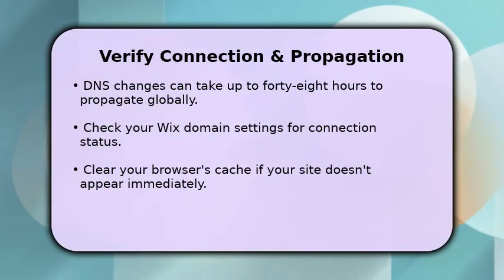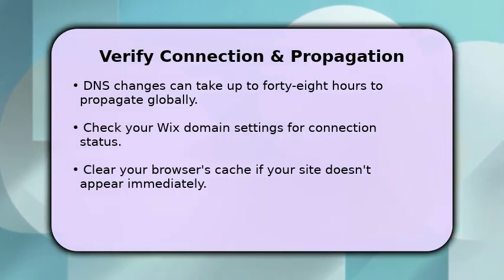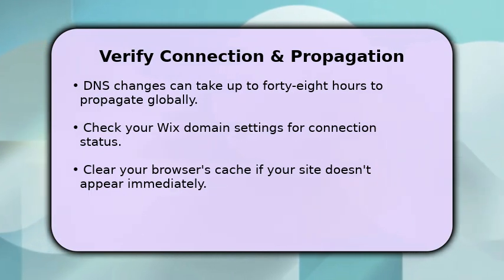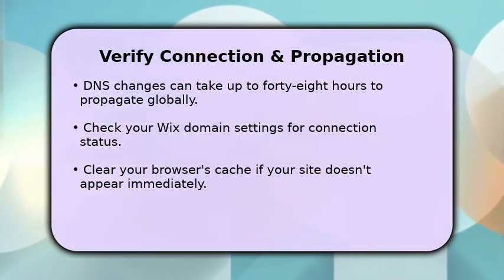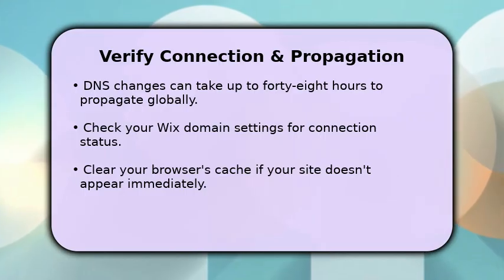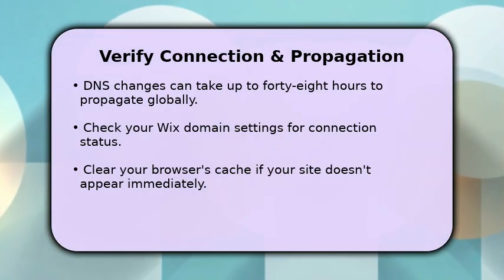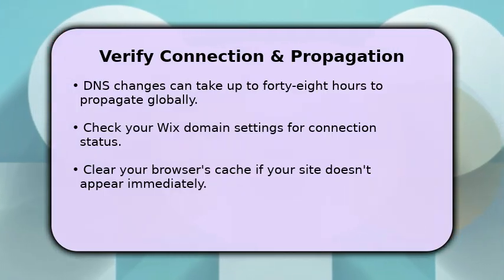After updating your name servers, it's important to understand that these changes aren't instant. DNS propagation, the time it takes for updates to spread across the internet, can take up to 48 hours. You can check your domain's connection status within your Wix account. If your site doesn't appear right away, try clearing your browser's cache. Should you still experience issues after 2 full days, reach out to Wix support for assistance.